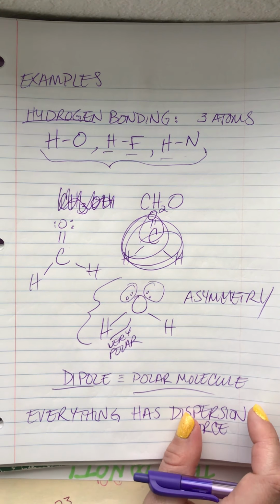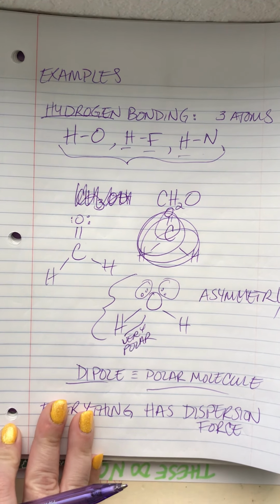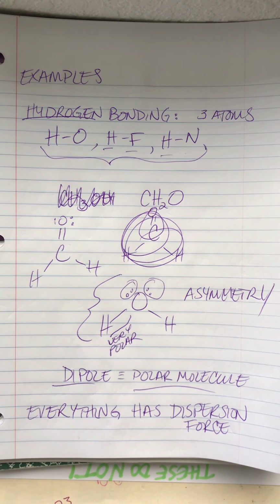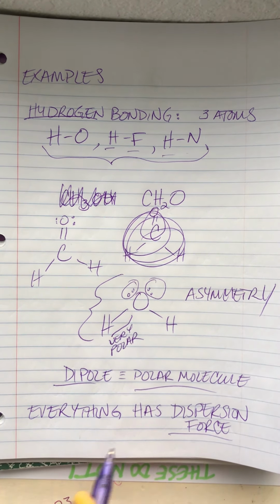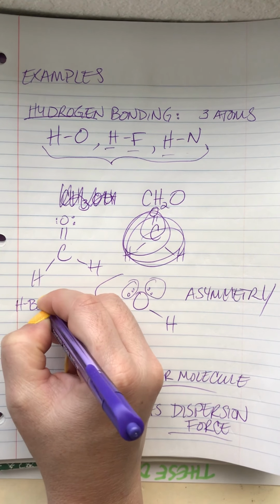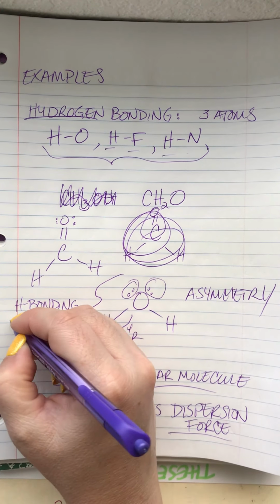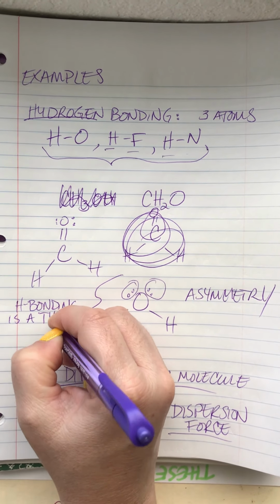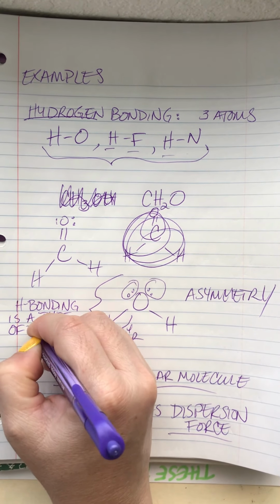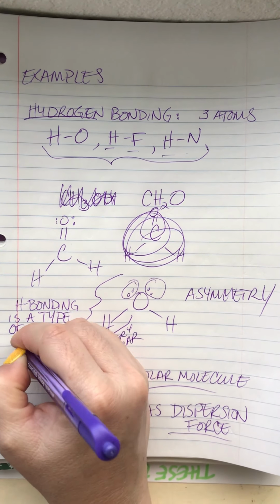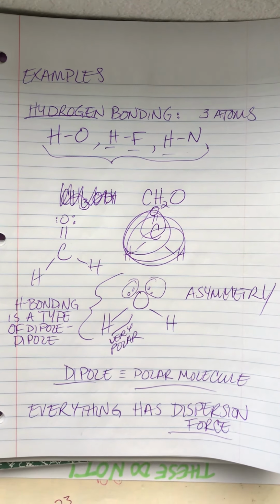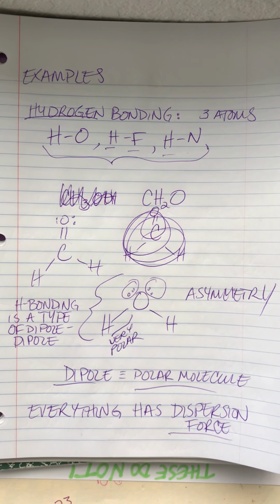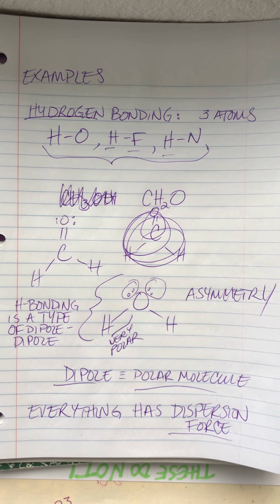Professor, do you have any example where you can have hydrogen bonding as well as dipole-dipole? That's a great question. Everything has dispersion forces, but hydrogen bonding is a type of dipole-dipole. So if you have a hydrogen bond, you absolutely have dipole-dipole. Does that make sense?